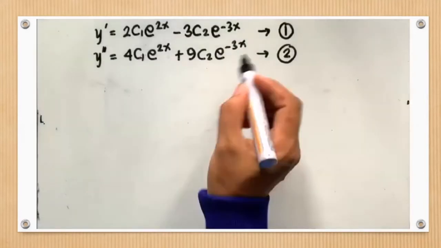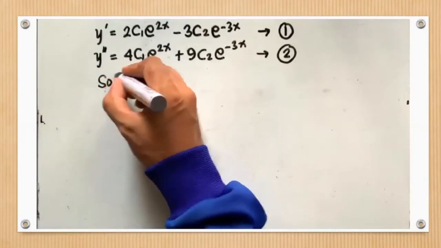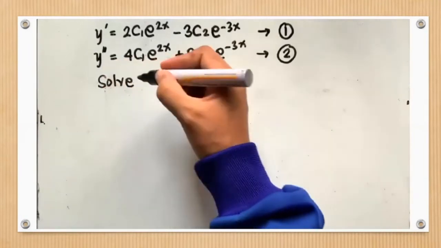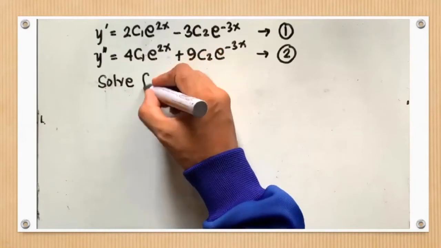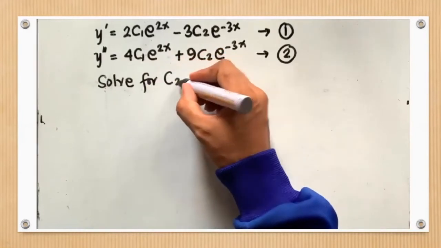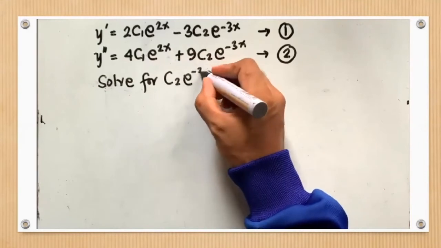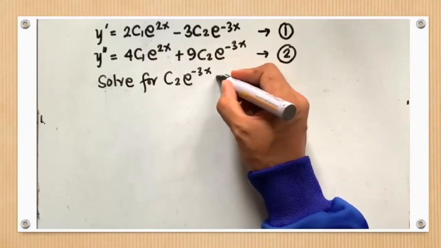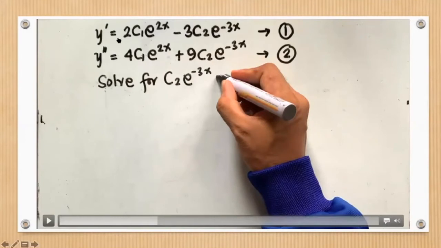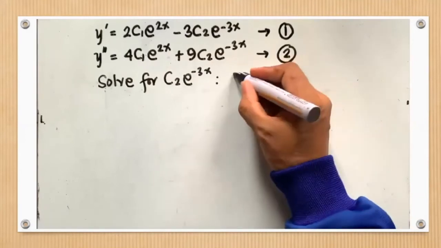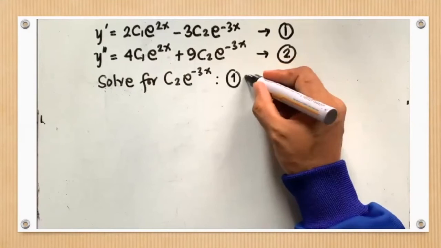Now, working on the other part, to eliminate c sub 1, we solve for c sub 2 e raised to minus 3x. What I did here is I copied the first two equations first, because we can't go back to them later. So to do that, we will multiply the entire equation 1 by, what do you want? You can subtract the two equations, right? Provided that the coefficients of e raised to 2x are the same.